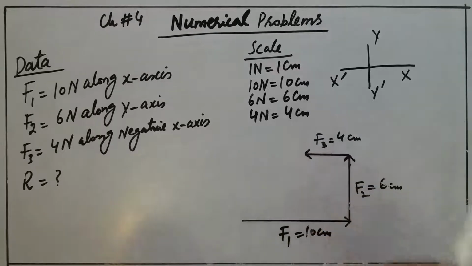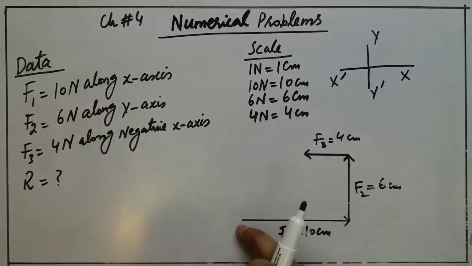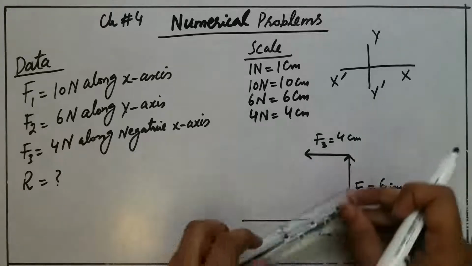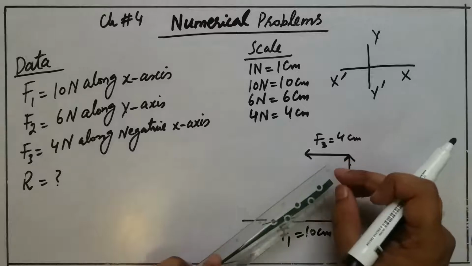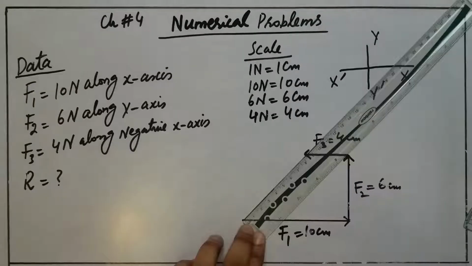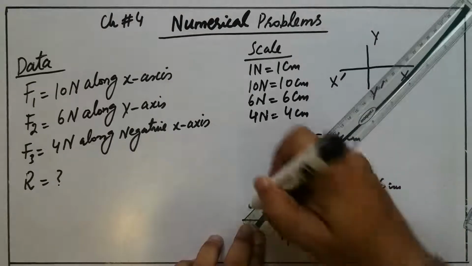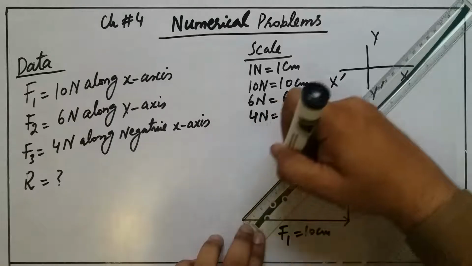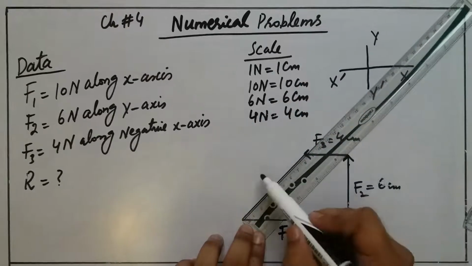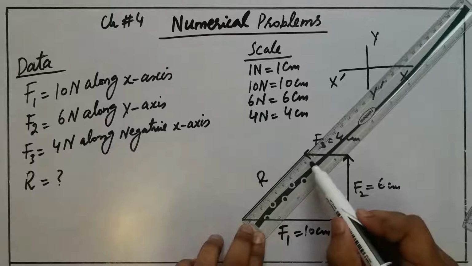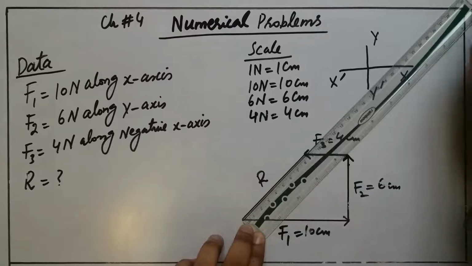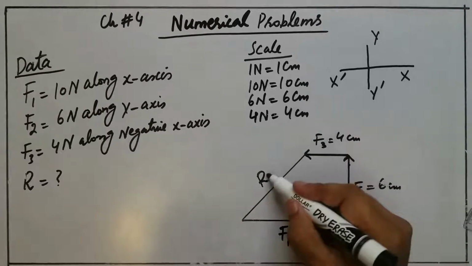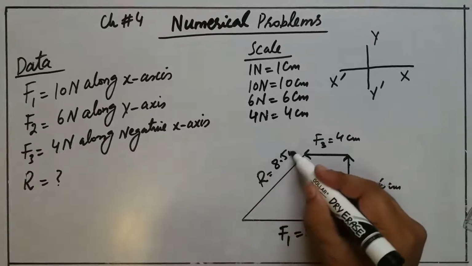In order to get the resultant, I have to join the tail of the first vector to the head of the last vector, and here the last vector is vector number 3. So I have to join the tail of the first vector to the head of the last. So this is going to be the resultant, and from the scale you can see that the length of this resultant vector is 8.5 centimeter. So here the resultant is 8.5 centimeter.